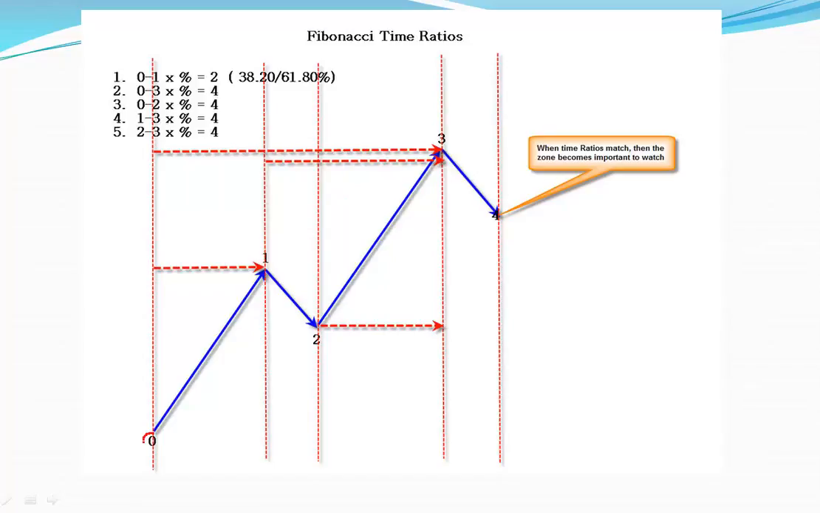So when the market goes from 0 to 1, a certain amount of time was spent, and then we look at a percentage just like we look at Fibonacci going forward.